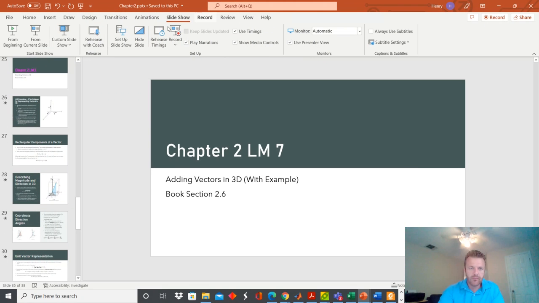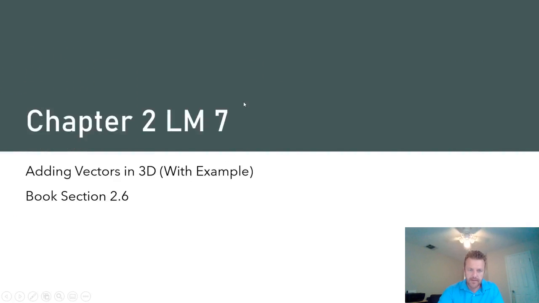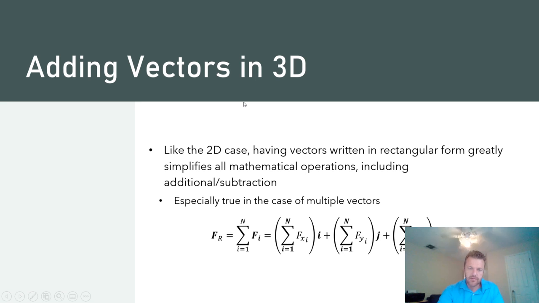So for this learning module, we're going to look at how to add vectors in 3 dimensions. And just like the 2-dimensional case, although there is a geometrical approach that we can take, we'll prefer to do the linear algebra approach, which involves decomposing vectors into their x, y, and z components, because it's much easier to handle when we're adding more than 2 vectors at a time.